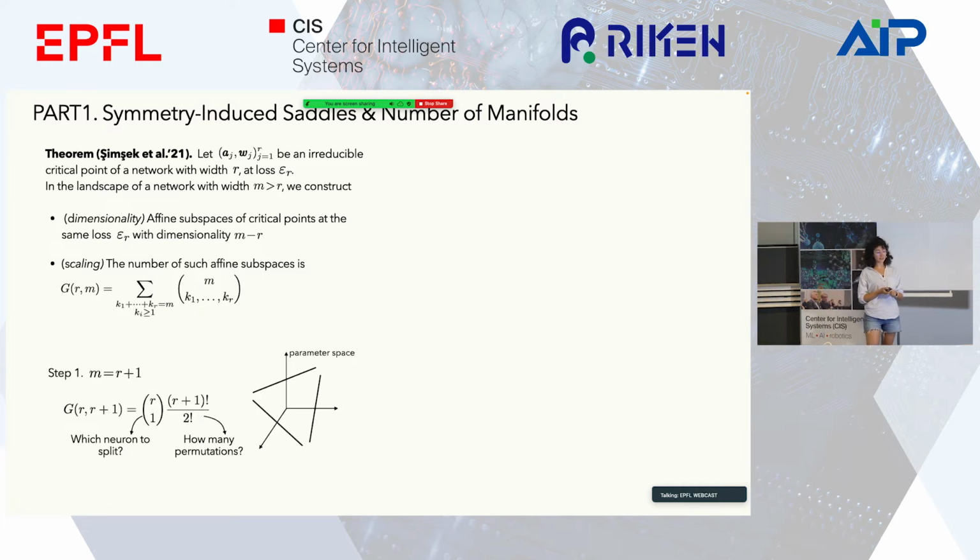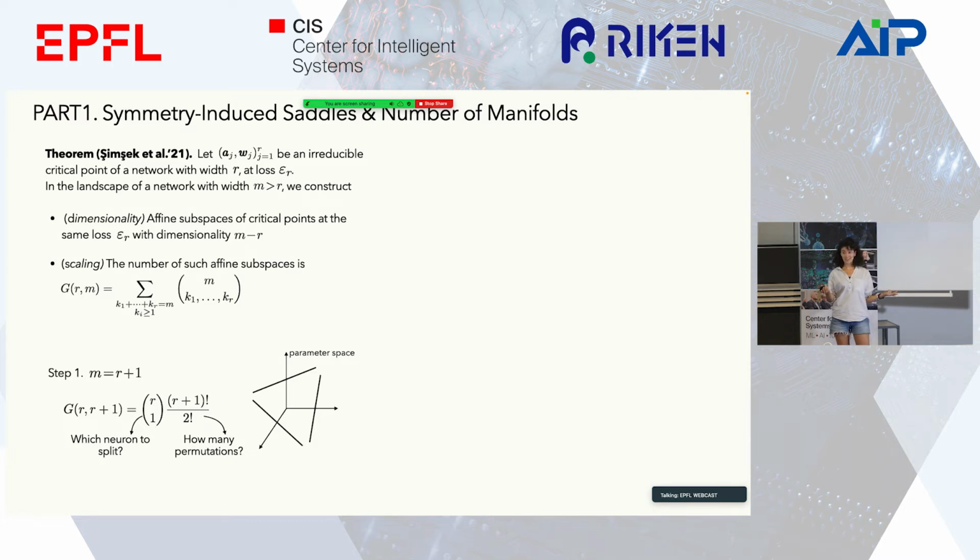OK, so let's consider the simplest case first. What if I just add one neuron to the network? So now I'm going to study this number, G of r plus 1, and I want to explicitly compute it with you as an exercise. I have r neurons to start with, so I have to choose one of them to split into two pieces. That gives me an r choose 1 factor, for which neuron to split. Then I end up with r plus 1 neurons, but two of them are identical to each other. And the number of permutations among these neurons is (r plus 1) factorial divided by 2 factorial.